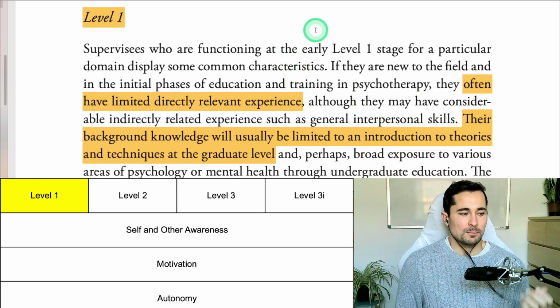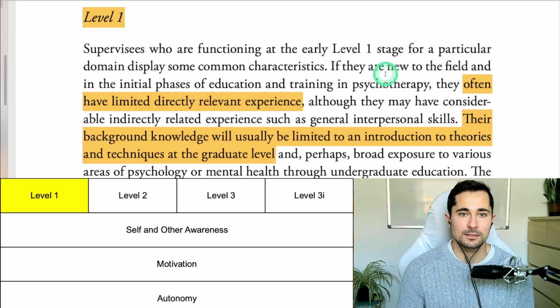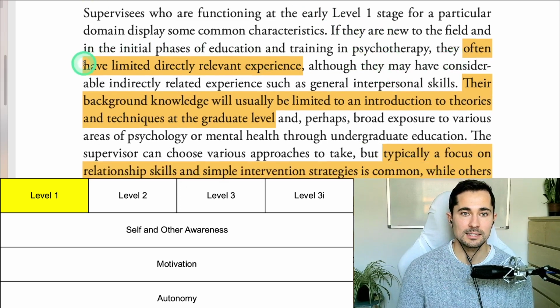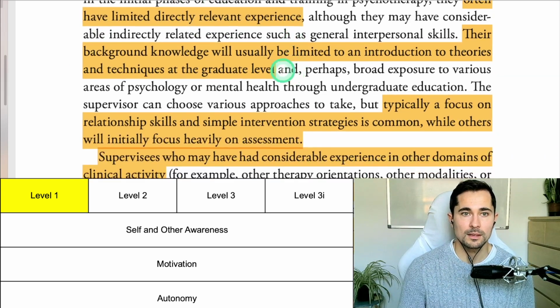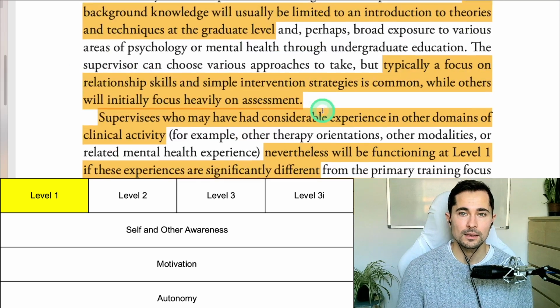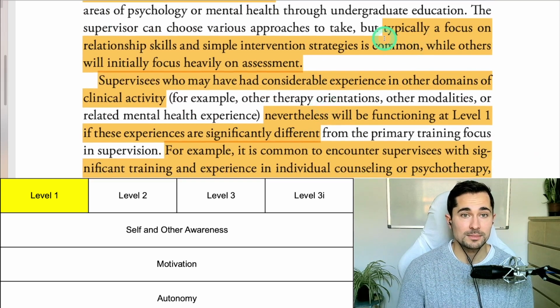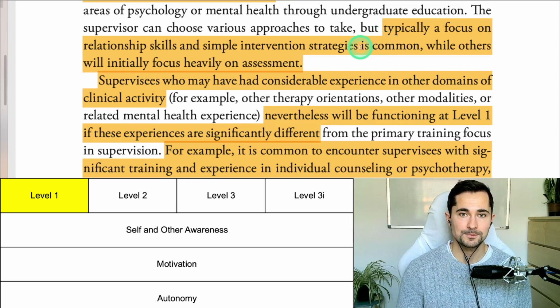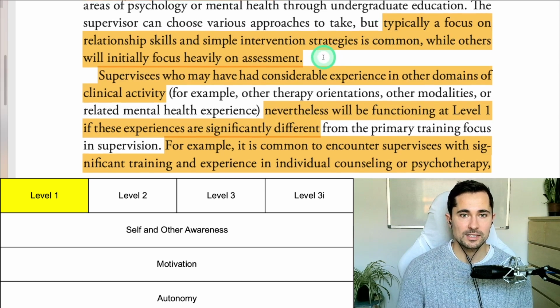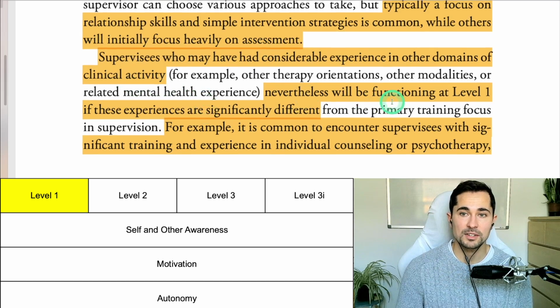What does being level 1 in a particular domain look like? Often there's limited directly relevant experience, so probably the person hasn't had much experience. Their background knowledge will usually be limited to an introduction to theories and techniques at the graduate level. Typically, a focus on relationship skills and simple intervention strategies is common, while others will initially focus heavily on assessment. Supervisees who may have had considerable experience in other domains of clinical activity nevertheless will be functioning at level 1 if these experiences are significantly different from what they're doing now.